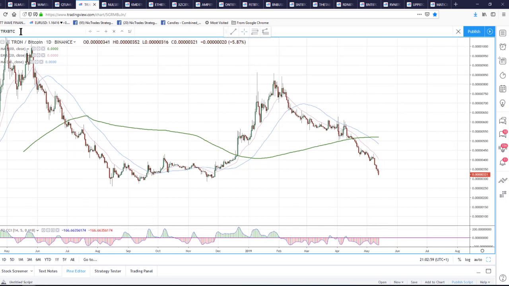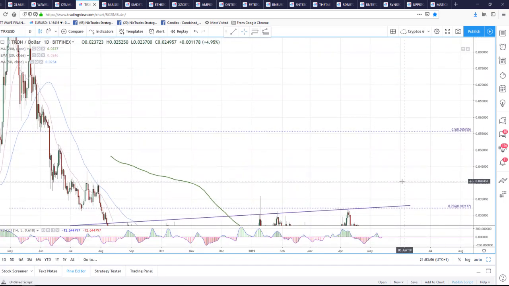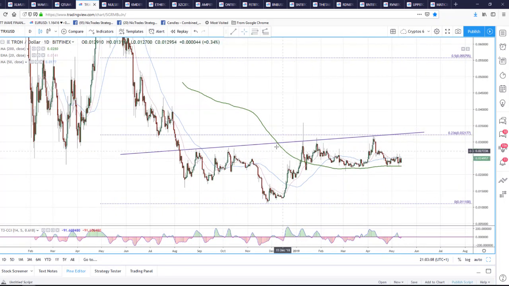Like, it's a downtrend. TRX US dollar, though, is one of those ones where, or certainly it was before, it looked like we had a really good setup. So this was a setup that I liked as a head and shoulders pattern. The problem is that we should have broken out here, and we don't really have any symmetry now.